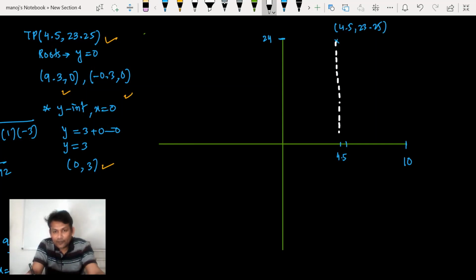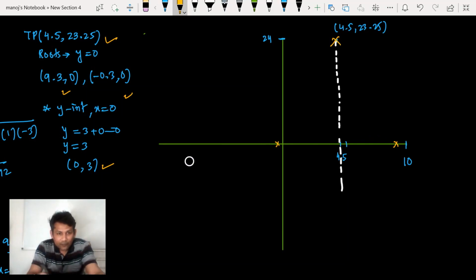The line of symmetry is very important to draw here. Okay, now this is the first point. Second point is 9.3 and 0. x is 9.30, about here, estimated, and minus 0.30 is about here. This is always equal distance. This is very important.